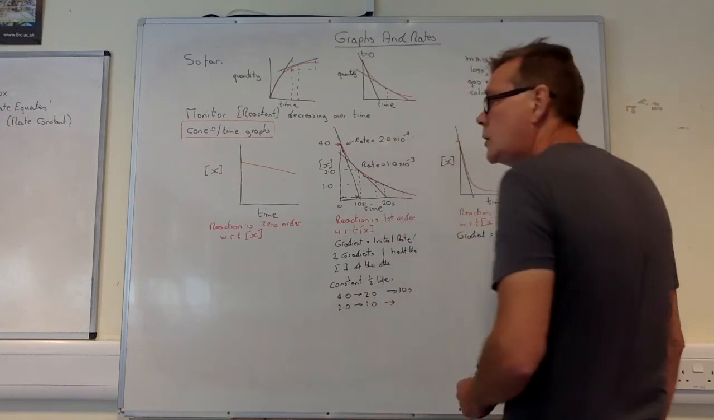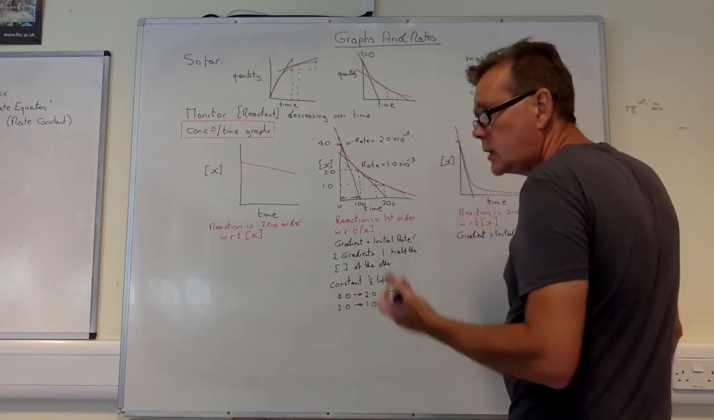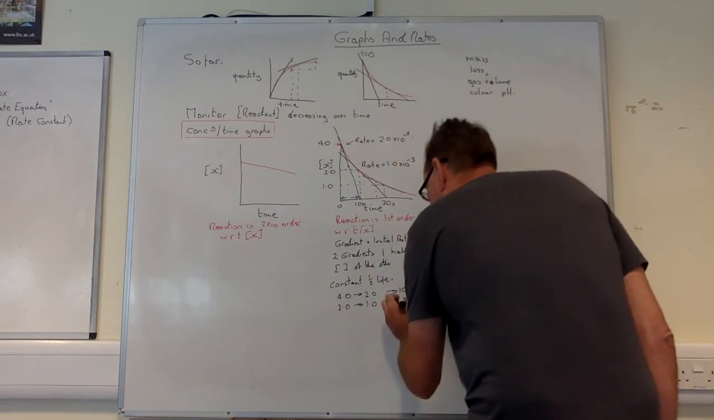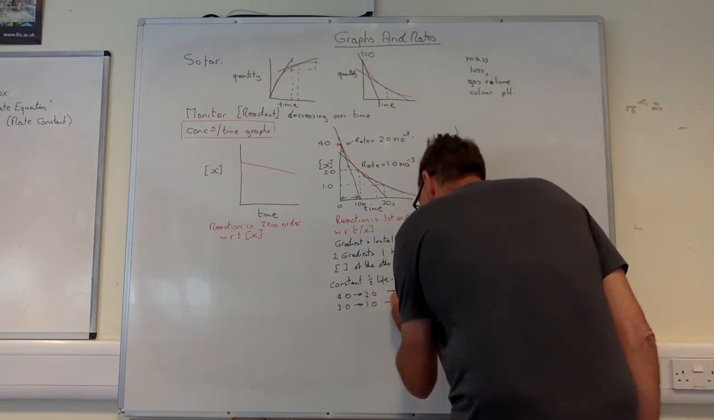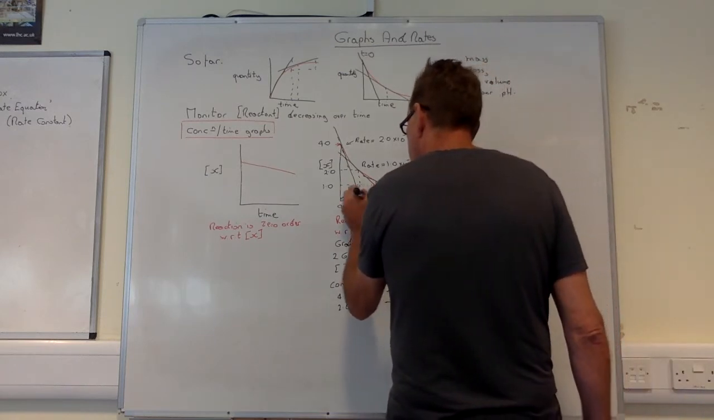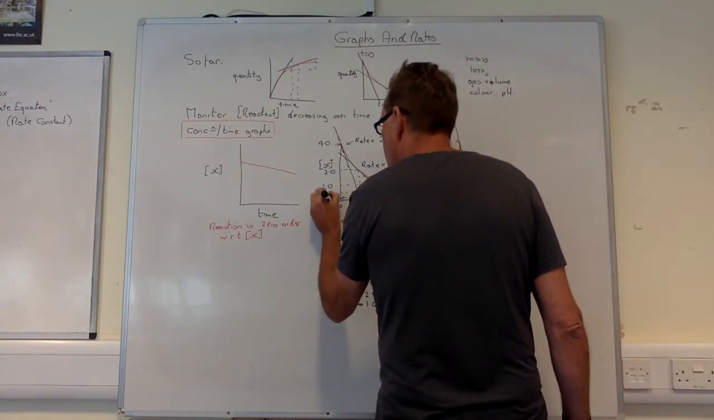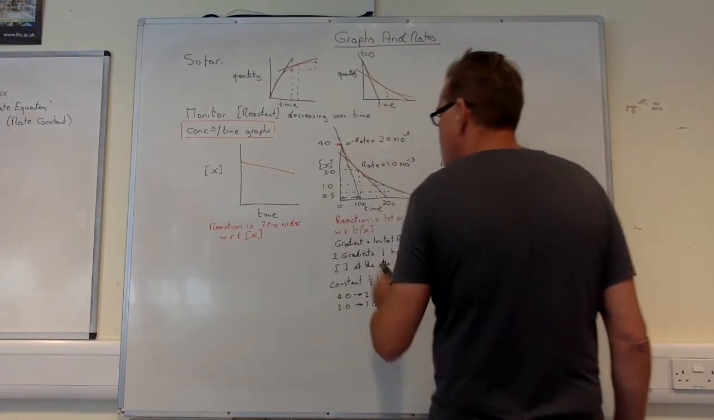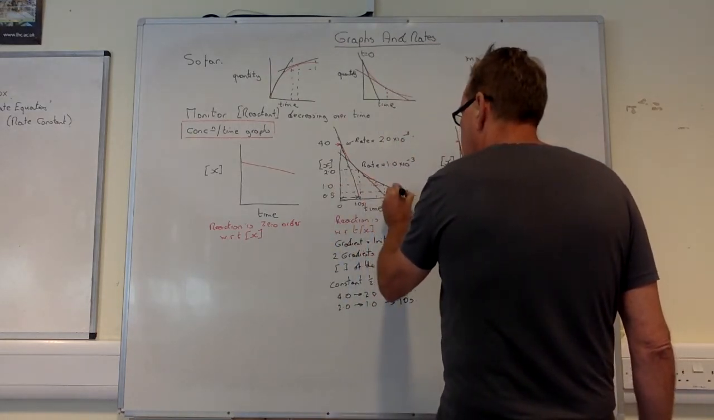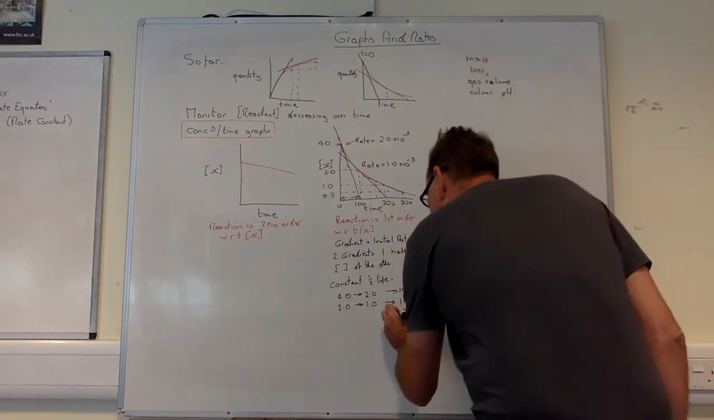If it's first order, it should, within experimental error, have a constant half-life. You're going to have to get your rulers out and show the examiner you're doing it. It should take, near enough, 10 seconds. And if you were to do a third for confirmation, you go down to 0.5 moles per, so from 1, 20, that should be 30. Another 10 seconds.